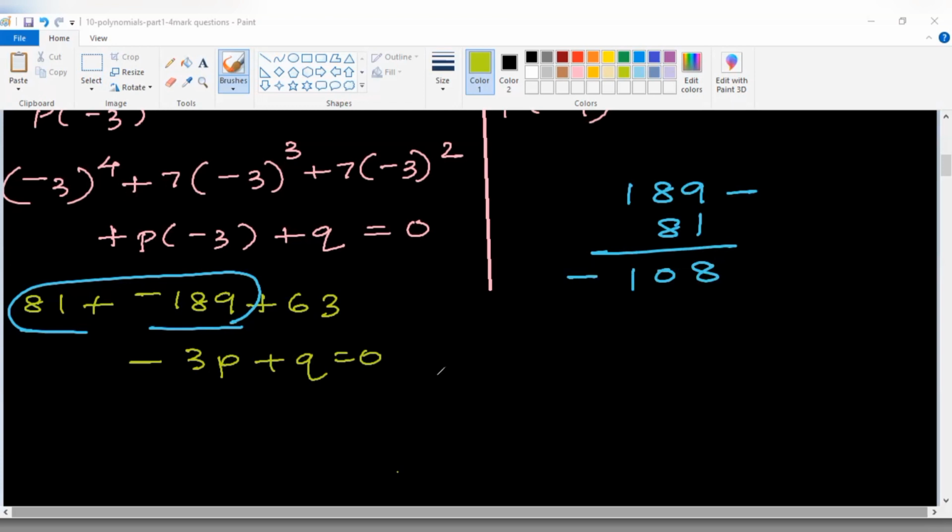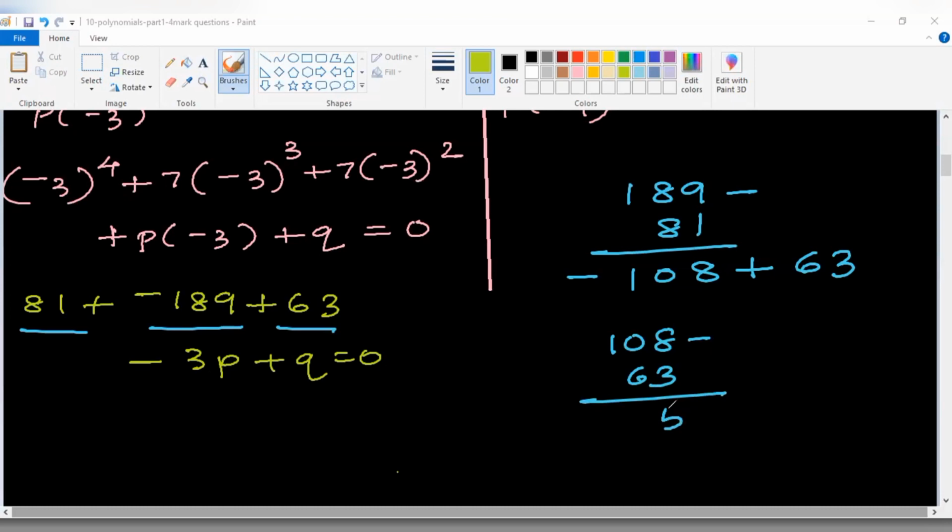So it is minus 108. Then we have to add this plus 63. So again minus 108 plus 63, adding a positive and a negative, and here also the bigger one is negative, so 108 minus 63 we have to do, so we will get 45, and negative 45, because 108 is the bigger one and it is negative. So minus 45 minus 3p plus q is equal to 0.